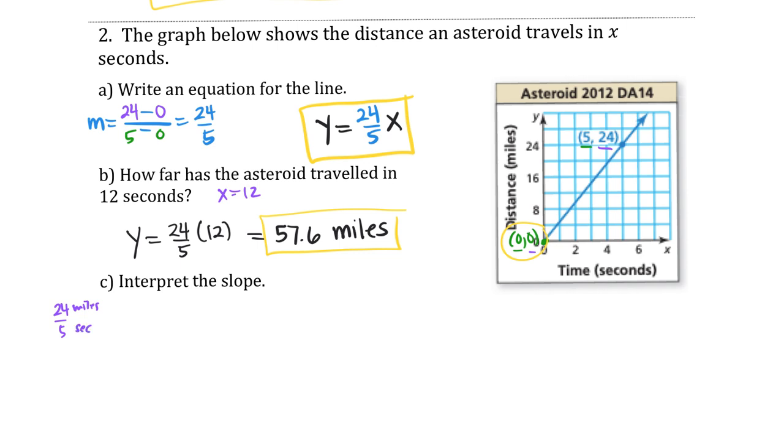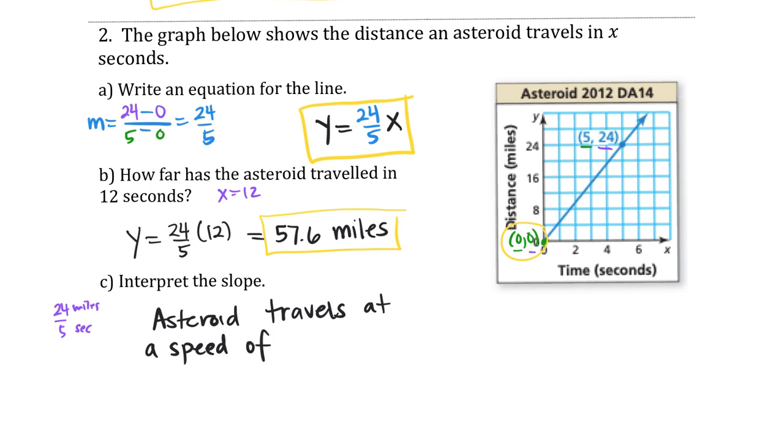Okay, now I'm going to read the question. The graph below shows the distance an asteroid travels in x seconds. So this is about an asteroid traveling. The asteroid travels at a speed. We could say a rate of.